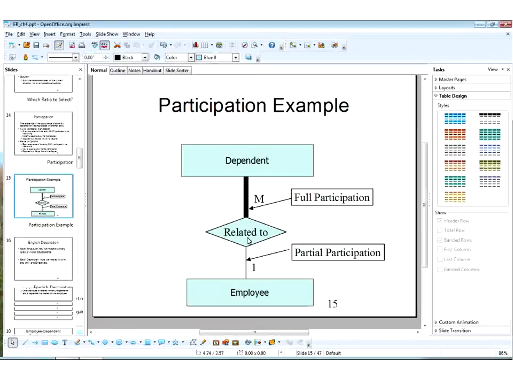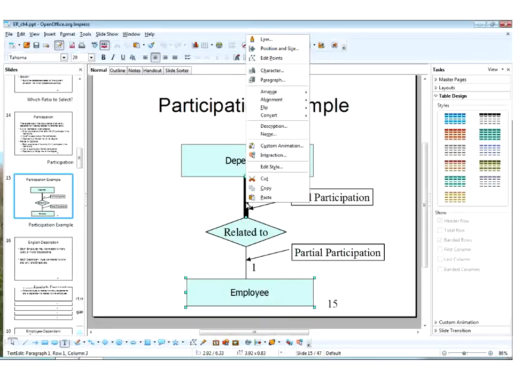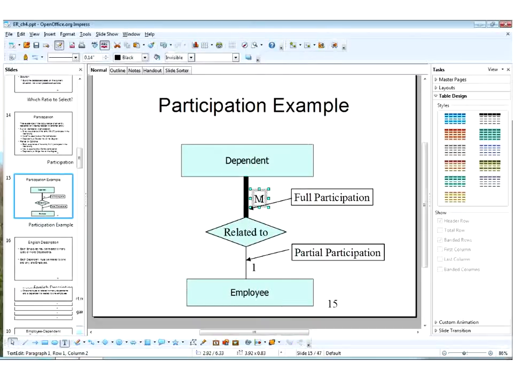Now, in this scenario, you've got one employee may be related to one or more dependents. Dependents must be related to one and only one employee. Must. And I said dependents plural because we see it's M, and I said one employee because we see it's one. So there we have it. There is our optionality, and there's our cardinality. And here's our relationship.